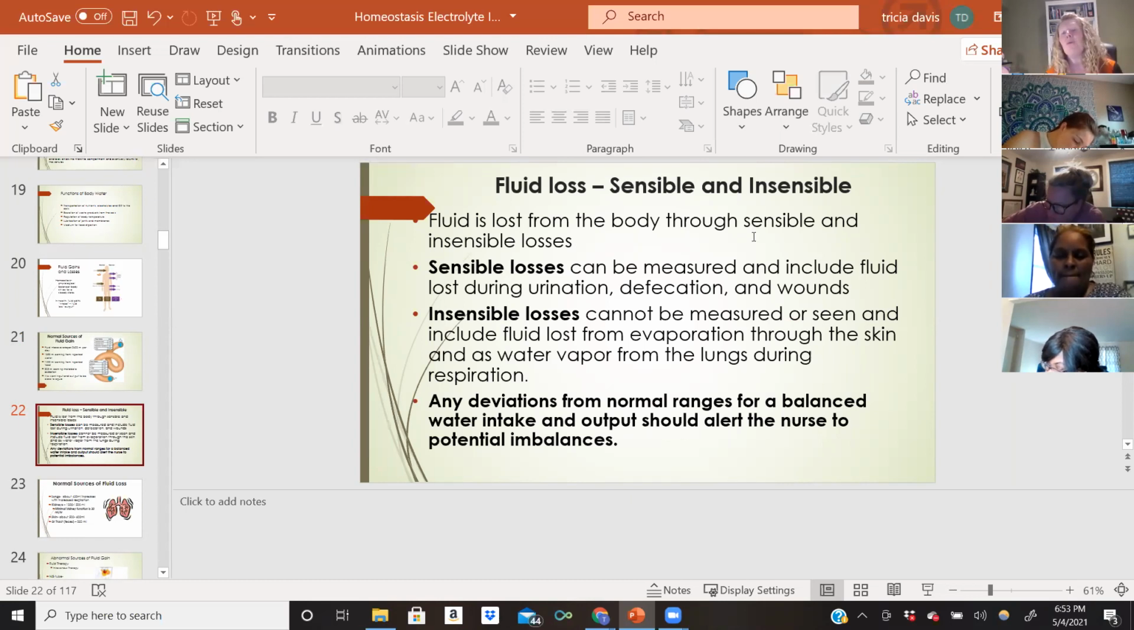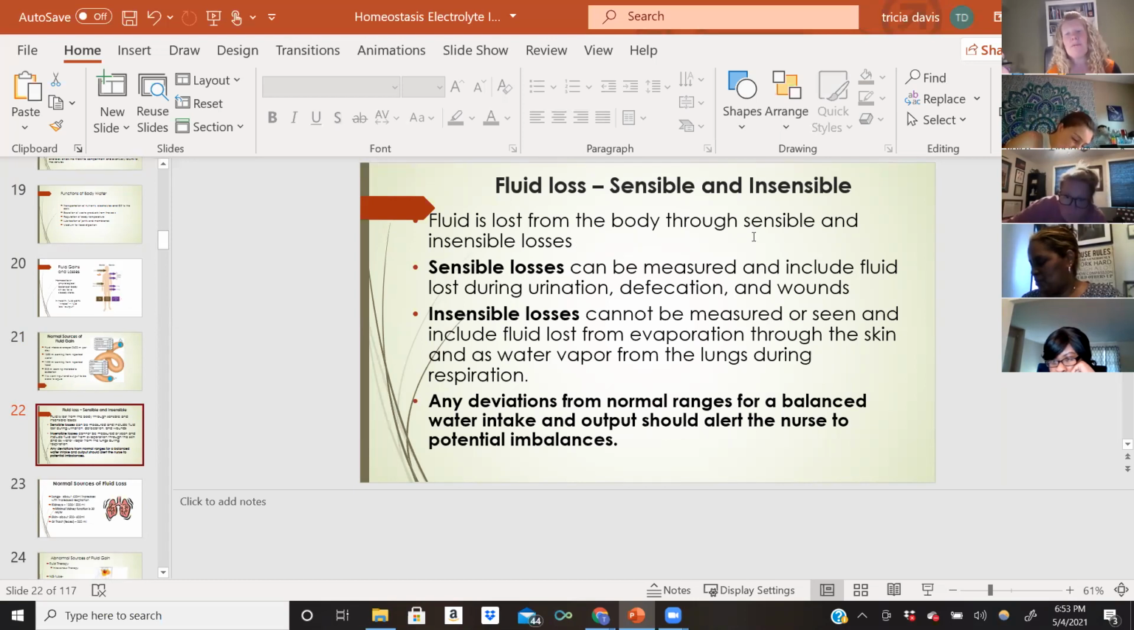Insensible losses are things that we cannot measure or see, and that includes fluid loss from evaporation through the skin. So these are going to be your patients who maybe have fevers, right, and they're sweating, or it can be water vapor from the lungs that we lose when we breathe in and out through our respirations.